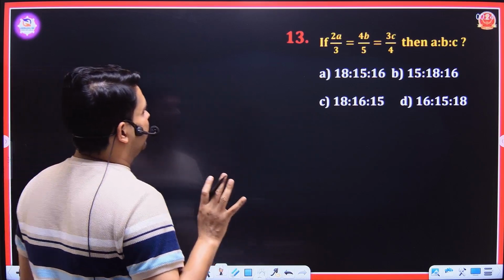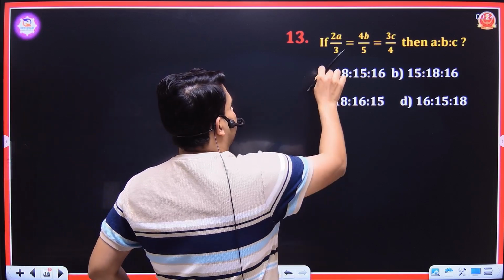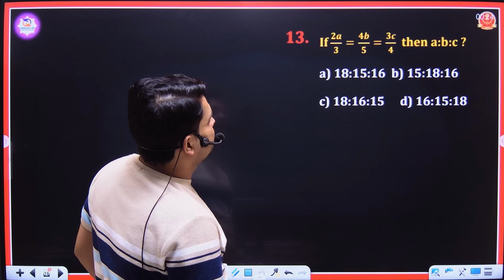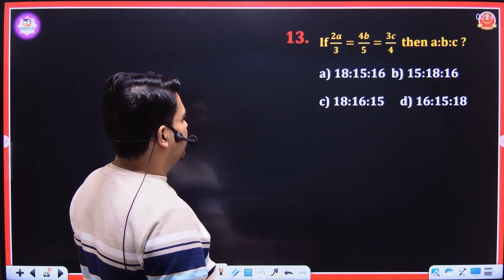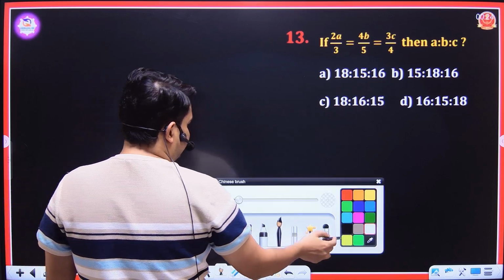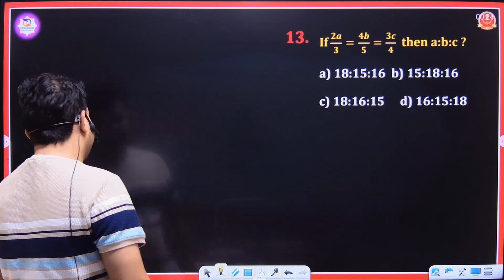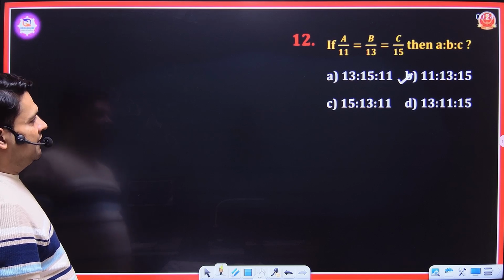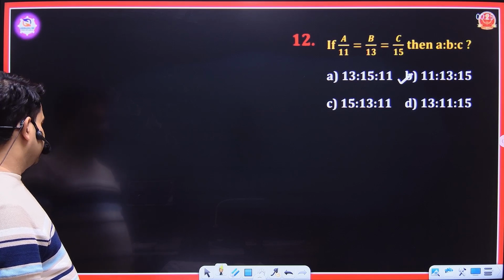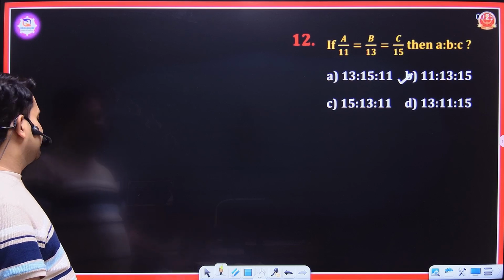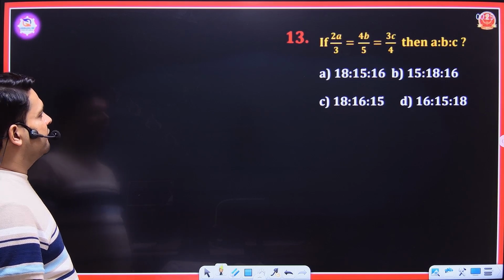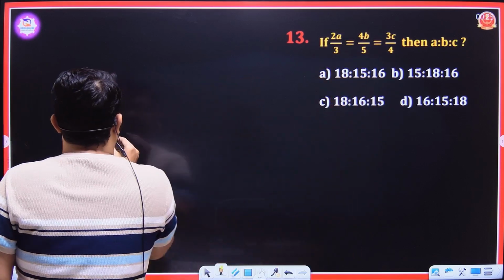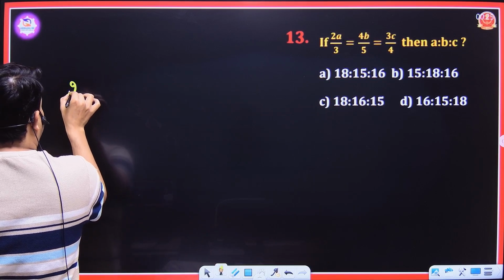C. Twice of A upon 3 is equal to 4 times of B upon 5 is equal to 3 times of C upon 4. You can solve this in multiple ways, but what we have learned here is, if the coefficients of A, B and C are 1 and their denominators are numbers, then their denominators will be the answers of that particular ratio. So what will we do? We will try to make the numerators 1.